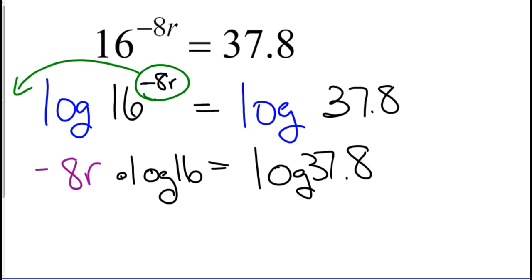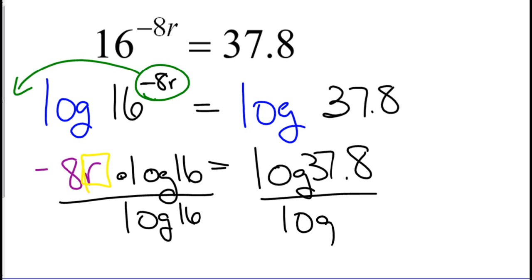I need to isolate this r. I want to get this r all by itself, right? And I've got two things that I am multiplying by. So here are your options. A lot of you are going to think of it in terms of, oh, well, I've got to divide by log 16 first. And then, of course, that's going to cancel out.